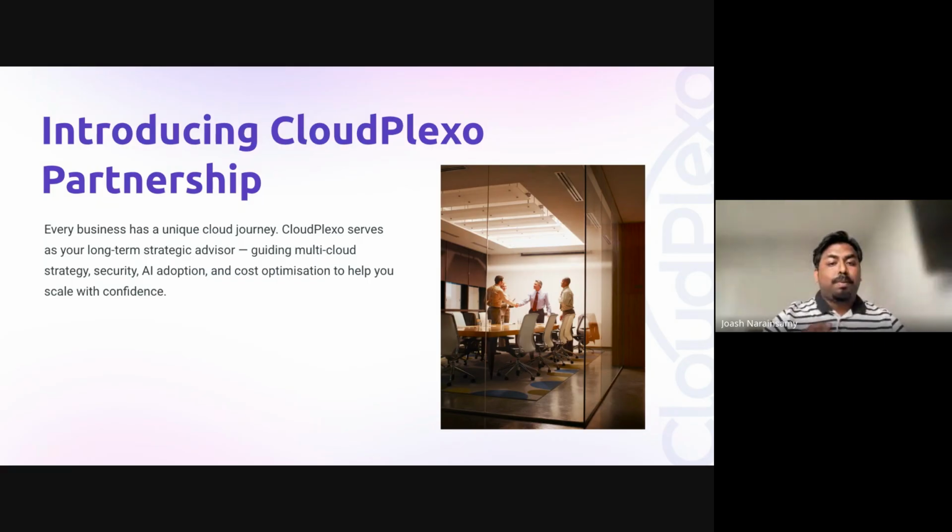So at CloudPlexo, we don't see ourselves as a company that simply deploys cloud infrastructure. We see ourselves as a long-term technology partner. Our role is to help organizations make better technology decisions, not just for today, but for where they want to be tomorrow. Whether that's cloud migration, modernization, cost optimization, security, AI adoption, or building a multi-cloud strategy, our focus is always the same: helping our customers maximize the value of their technology investment.